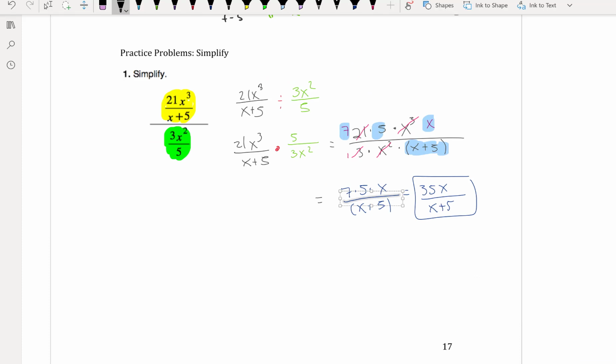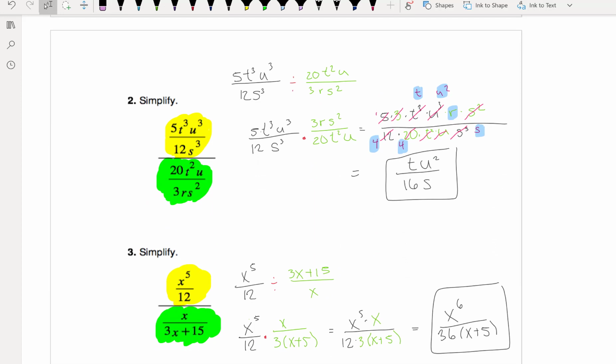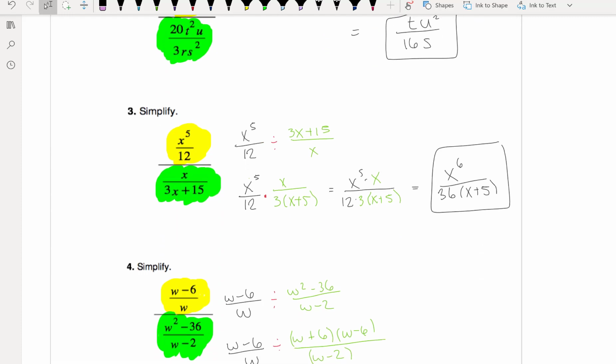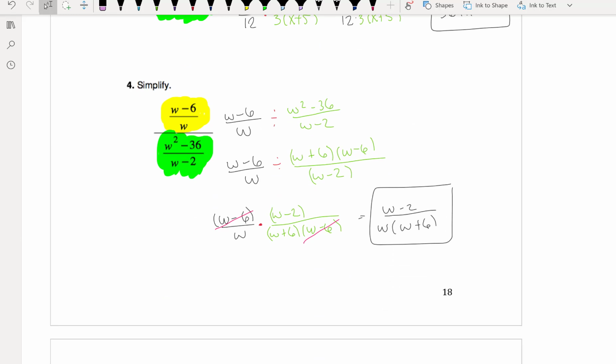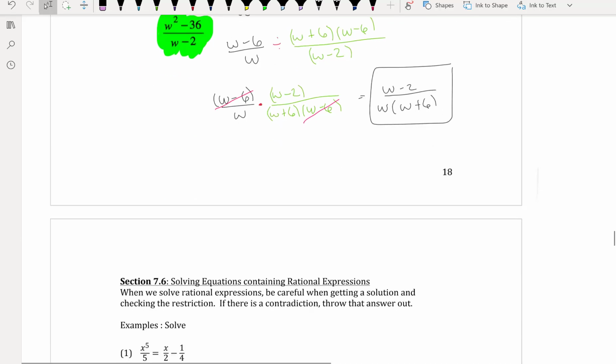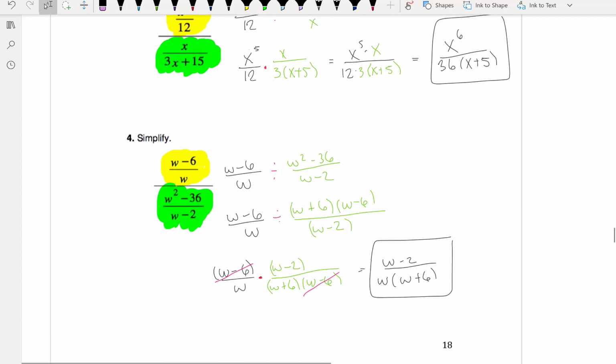Okay guys, welcome back. So I hope you had pressed pause and worked out these problems. So for number 1, my final answer was 35x over x plus 5. There's the work if you want to see it. For number 2, my final answer after I copy times flip and I canceled out like terms was 2u squared over 16s. And for number 3, my final answer was x to the 6th power over 36x plus 5. And for number 4, my final answer was w minus 2 over w plus 6. And that was the end of your practice problems.